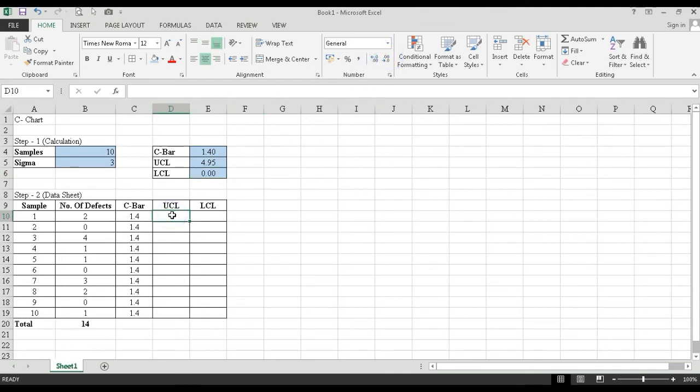So in this column, UCL is what we already calculated. Drag this value until last.